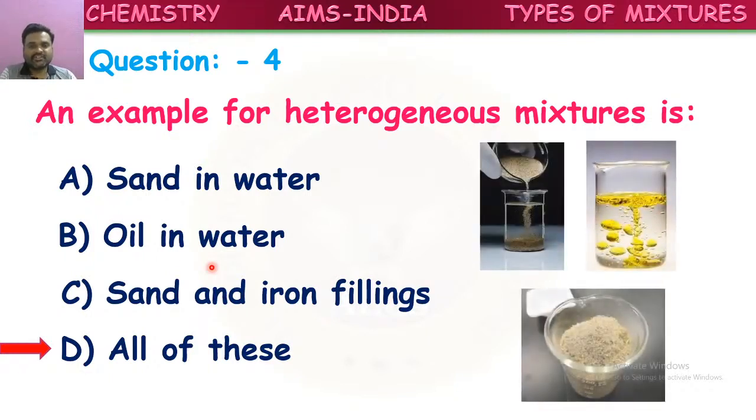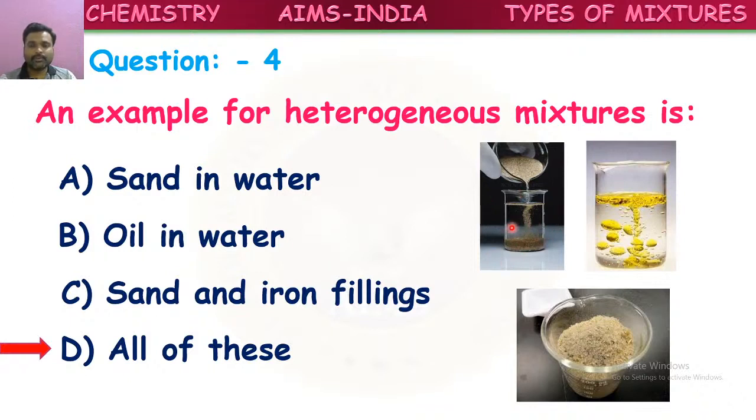You can see here examples for these all. When you add sand into water, it won't be mixed into the water. It will be seen separately, clearly here down. Even oil into water also, the oil and water won't mix and can be seen separately. And here iron filings and sand, these black spots, you can see clearly here, which are iron filings. So these all are having visible boundaries in between their components. Hence, these all mixtures come under heterogeneous mixtures. So D is correct answer for this question.